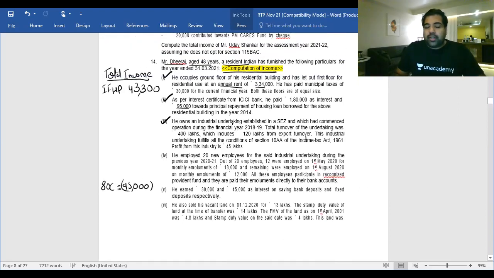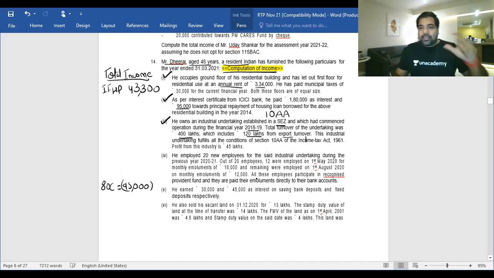He owns an industrial undertaking established in an SEZ. Guys, my shortcut, I don't call it an SEZ, I call it an awesome area. Why awesome area? Because the moment you establish a unit in SEZ and you export, you get some benefits under section 10AA, and that's the reason I call it an awesome area. It has commenced operation during the year 2018-19. So basically you're in the first 5 years. In the first 5 years, you get 100% deduction of the export profit. The total turnover of the undertaking was 400 lakhs and 120 lakhs was export. So in that same proportion, your export profits will be deducted.